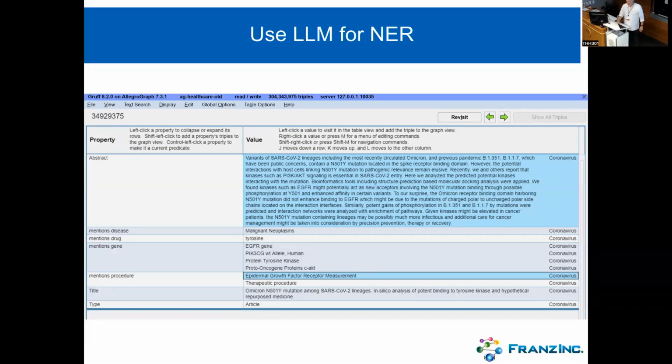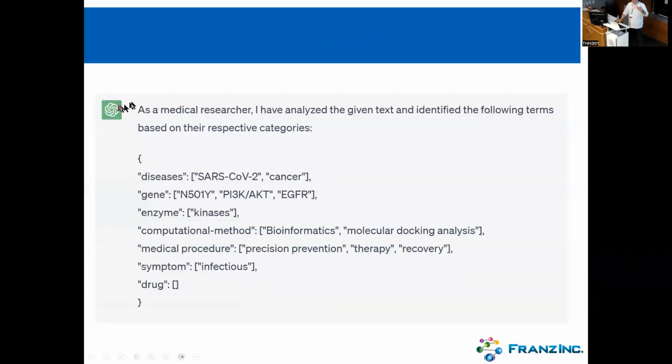We use it for entity recognition. So here we have, for example, an article that already has diseases, drugs, and genes extracted. The bio words, but one of the cool things we started to use ChatGPT for that too. As a medical researcher, analyze the given text and identify the following terms: diseases, genes, enzymes. Again, it's a very interesting way to get your data out of that.